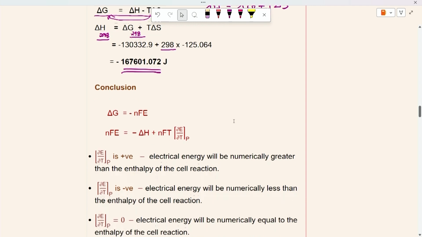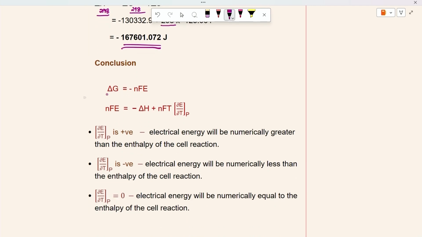Okay. So, whenever you get a problem, first find out delta G and then go for delta S, and from the relation delta G is equal to delta H minus T delta S, you can easily calculate the value of delta H. Okay. Now, to conclude, the relation delta G is equal to minus NFE, that is decrease in free energy is equal to electrical work done. The electrical work done is NFE, and taking the negative sign to this side we get delta G is equal to minus NFE, where N is number of electrons involved in the cell reaction, F is the Faraday 96,500 coulombs, and E is the EMF of the cell.